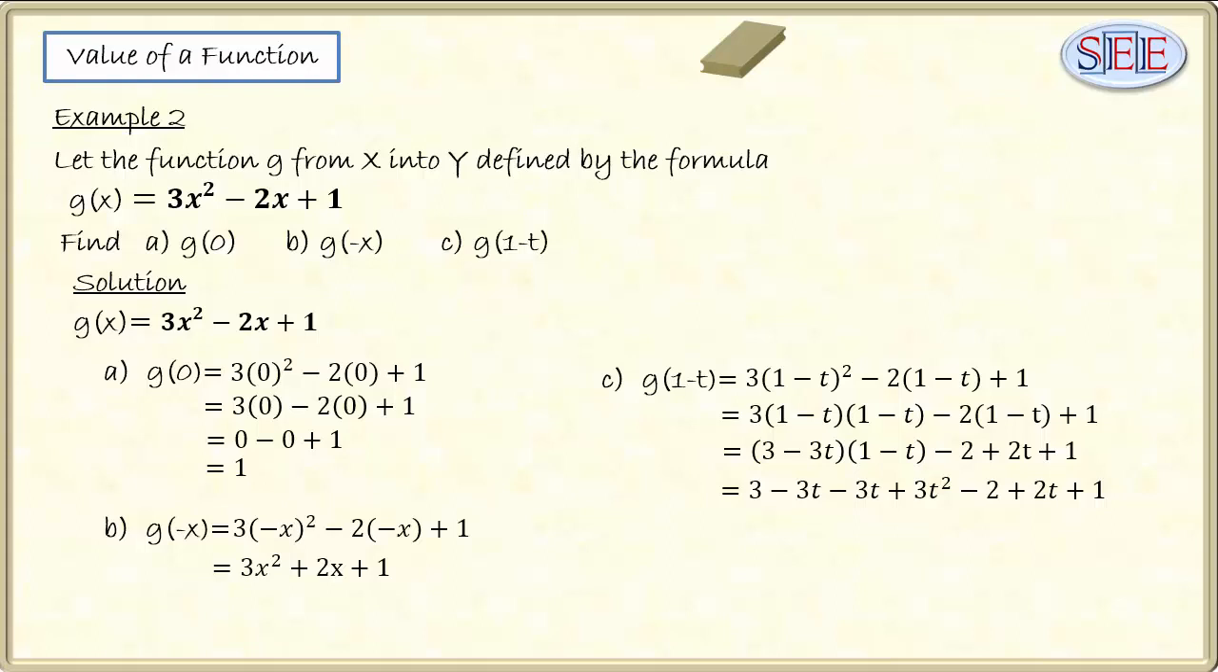Then I'll copy those last 3 terms: minus 2 plus 2t plus 1. So simplifying this by collecting like terms, I will now have 3t squared minus 4t plus 4. So this expression is the value of the function at x equals 1 minus t.